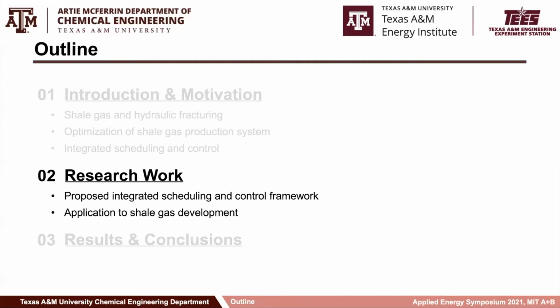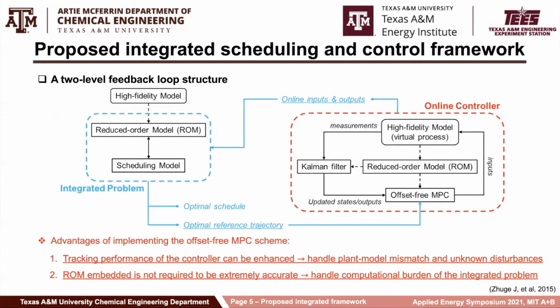So next will be our proposed framework and its application. Here is a diagram of the proposed framework, which has a two-level feedback loop structure. As shown, a reduced order model is developed and integrated with the schedule model in the outer loop. Then we take the optimal output reference trajectory and use an online control system to track it as an inner loop. Then the optimal inputs and outputs can be obtained from the control system, which will be sent back to the outer loop for online re-optimization.